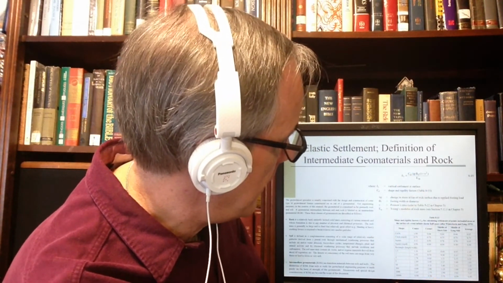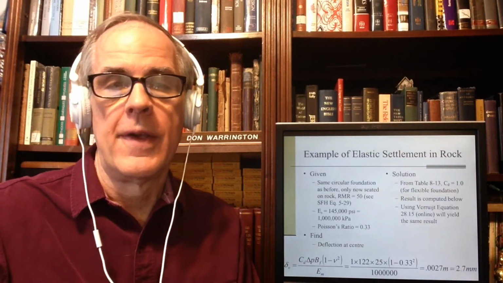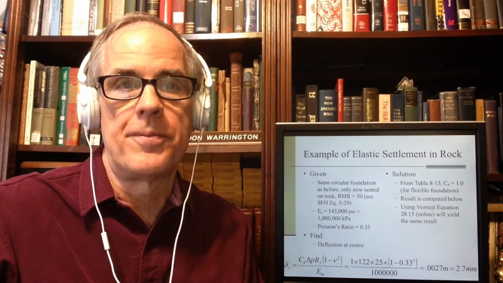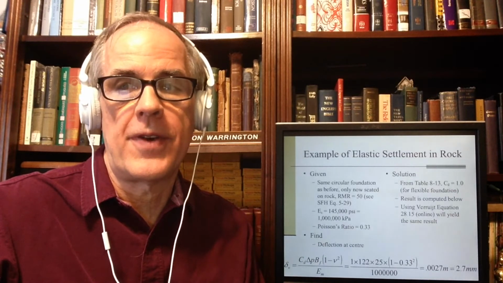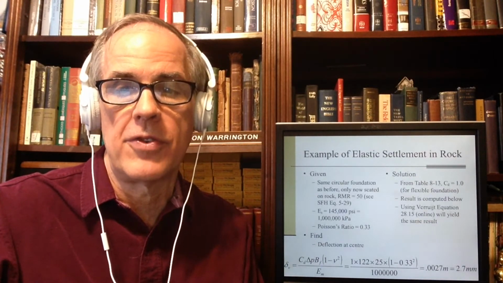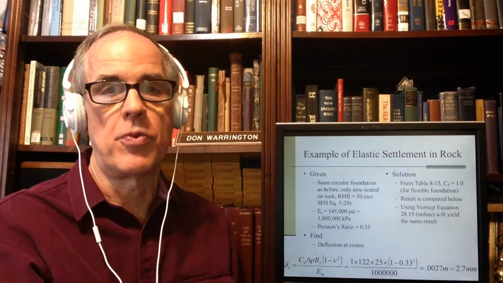I'm going to show you an example of elastic settlement in rock. Given the same circular foundations as before, now we're going to see it on rock. RMR is equal to 50, and if you want to find out what that's all about, you need to look at the Soils and Foundations Handbook equation 5-29. The E sub S is 145,000 psi, or 1,000,000 kPa, and the Poisson's ratio is 0.33.